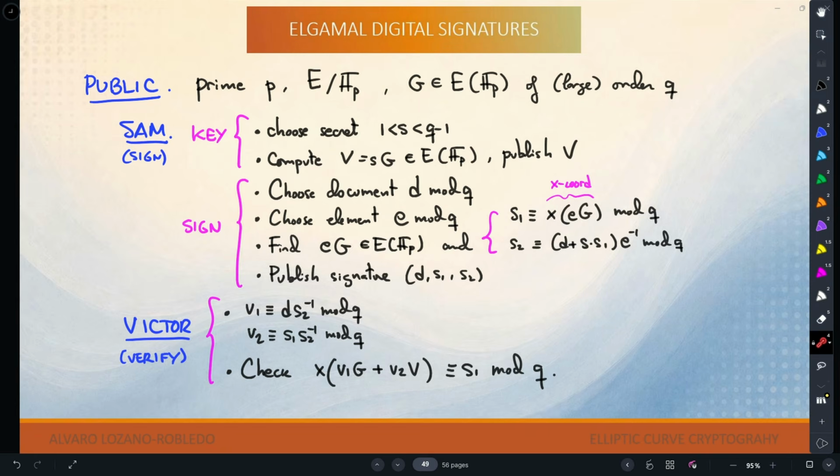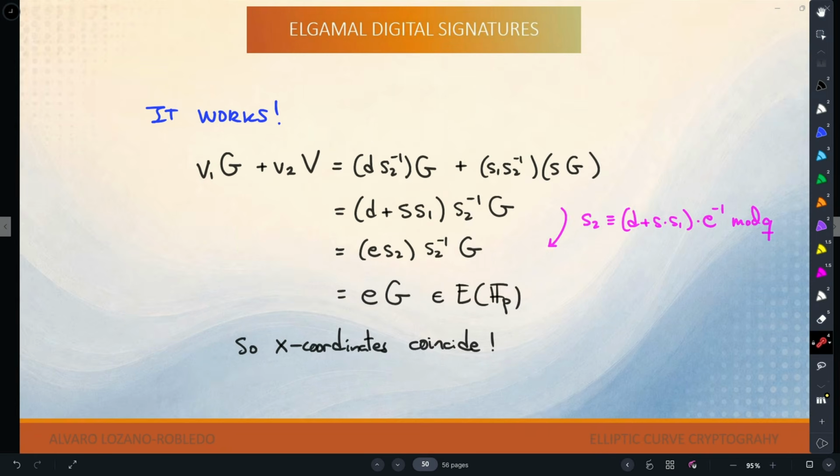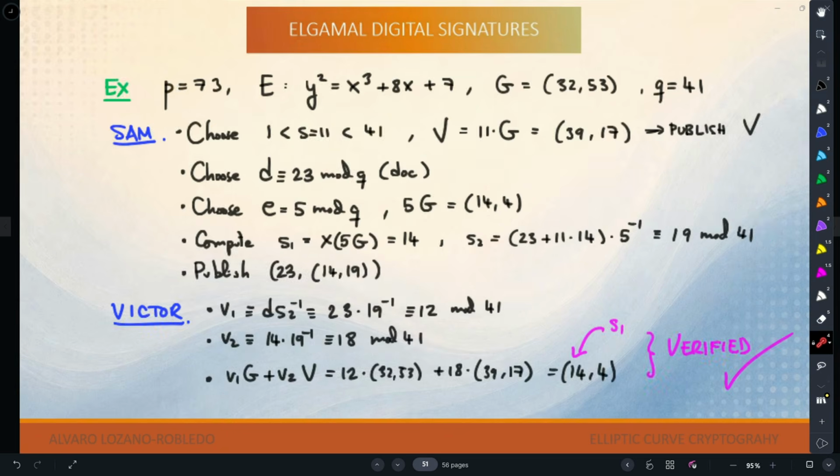Okay. Again, the power of this resides in these two instances of the elliptic curve discrete logarithm problem. By the way, the slides are going to be on GitHub, so you can access all of this later. And it works because if I multiply V1G plus V2V, and you just do the algebra, you get EG. And the X coordinate of EG was what S1 was. So you can check that this X coordinate is equal to that X coordinate, and that's the verification. So the X coordinates coincide.